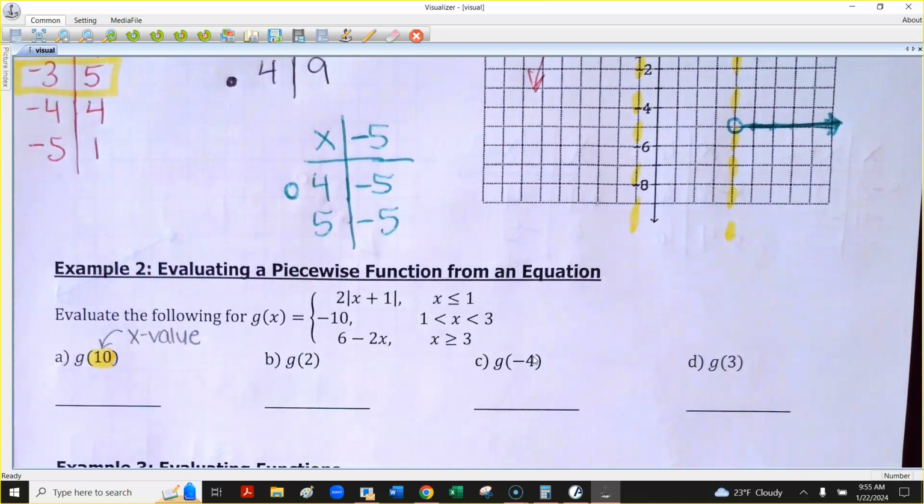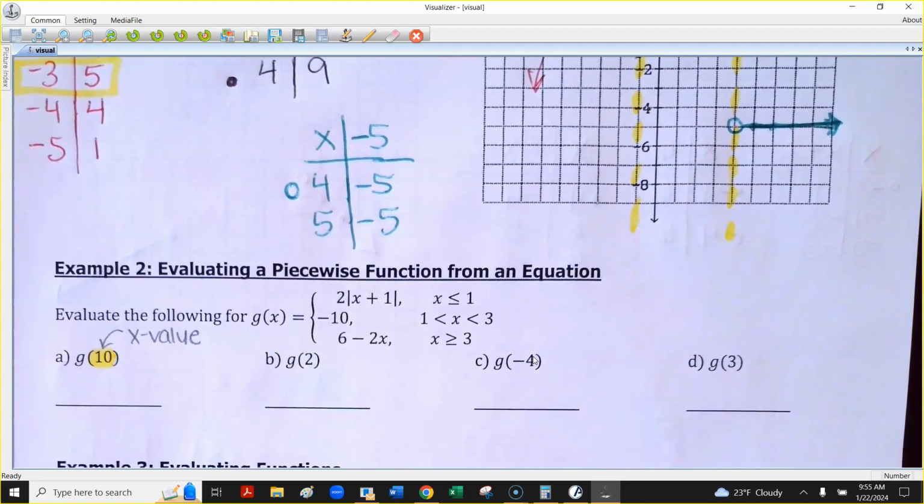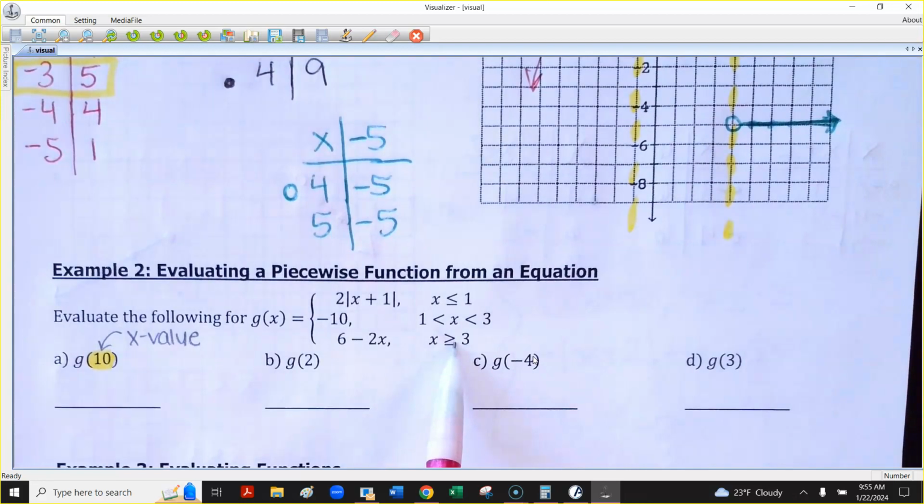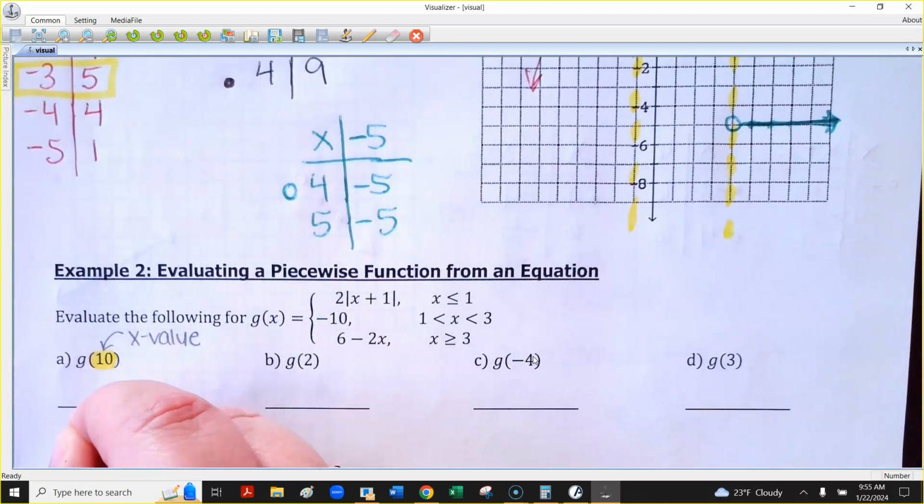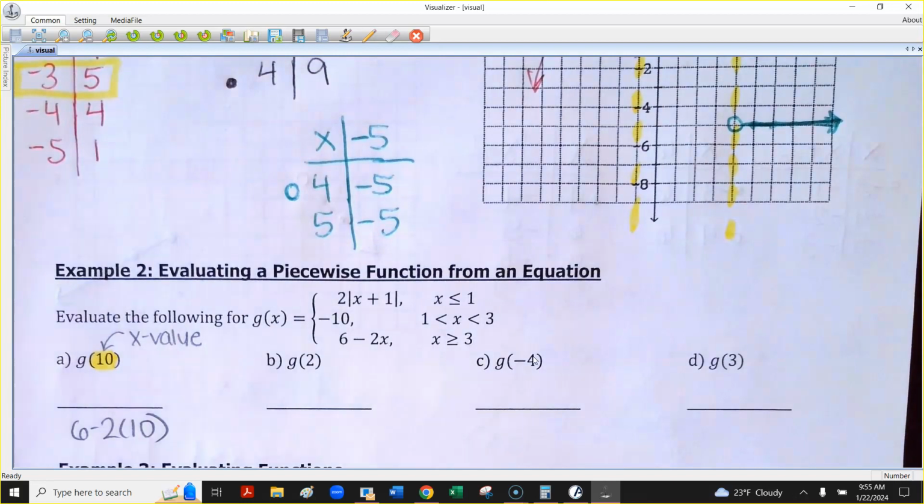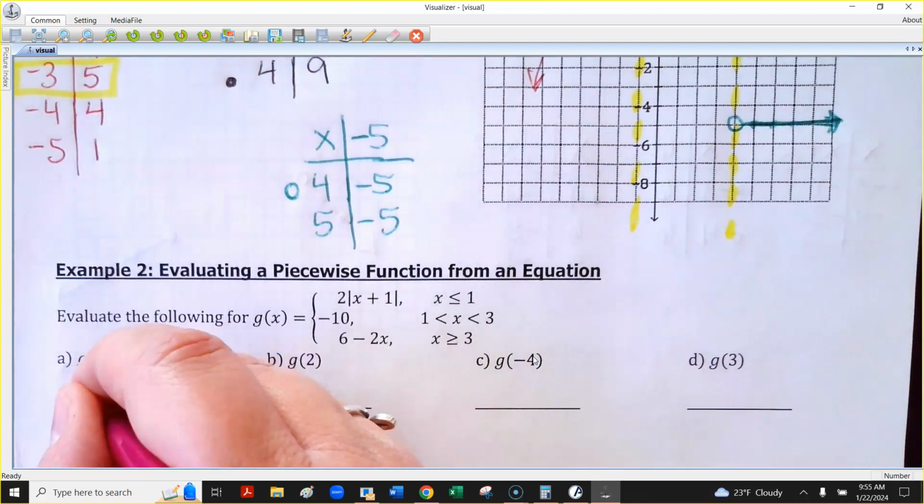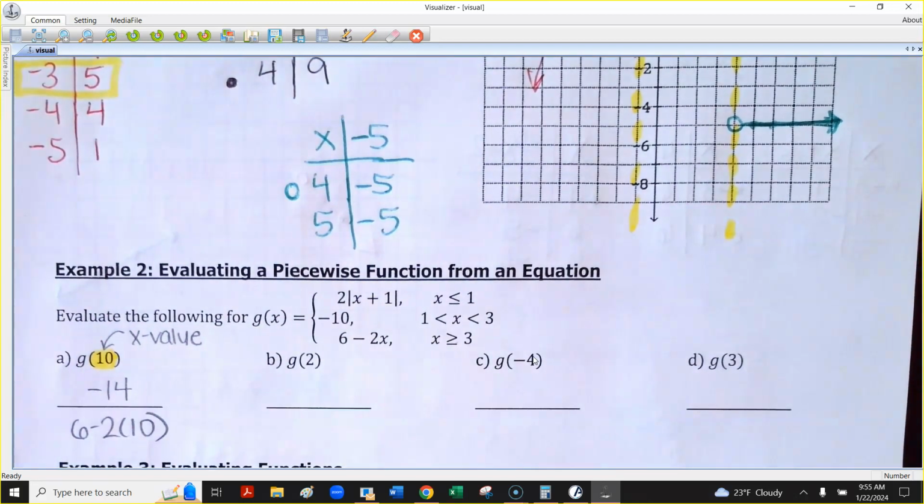So if I tell you my x value is 10, and I'm going to use this piecewise function, which piece would 10 go with? The first one, the second one, or the third one? The third one, right? 10 is a number that is greater than or equal to 3. Once you know, just plug in that number to that piece, but make sure you pick the right piece. So any number 3 or bigger, we're going to use that third piece. If I'm using 10, this is going to end up being 6 minus 20, so the corresponding y value there should be negative 14.